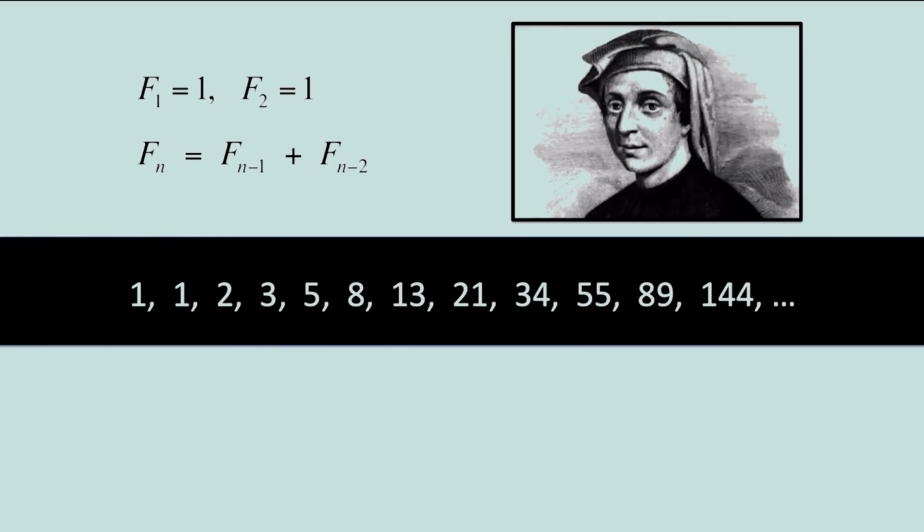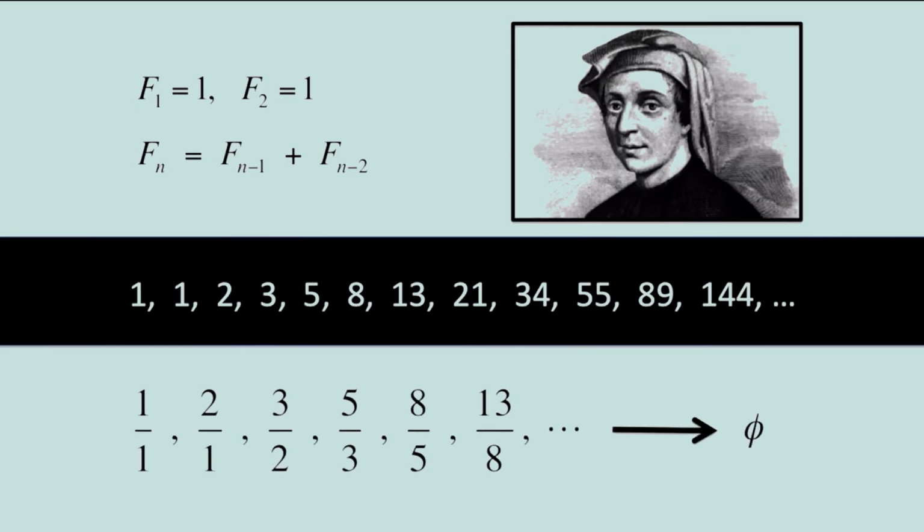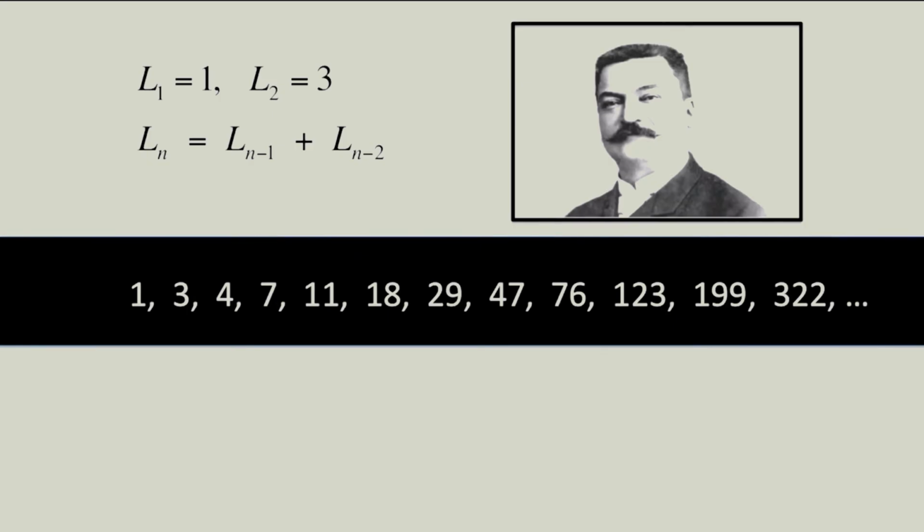Fibonacci and Lucas numbers. Today, most people first meet the golden ratio through the Fibonacci sequence. As we take ratios of consecutive Fibonacci numbers, these ratios get closer and closer to phi. But Fibonacci numbers are not alone. The Lucas sequence, named after Edward Lucas, starts with 1 and 3, and each new term is again the sum of the previous two.